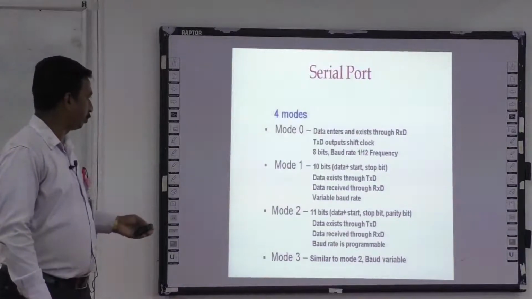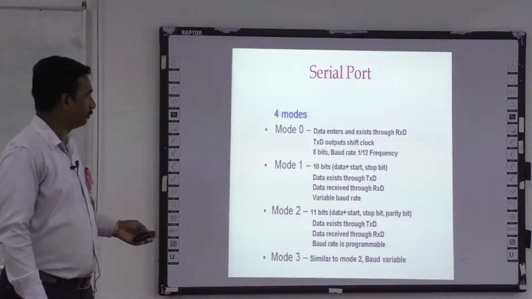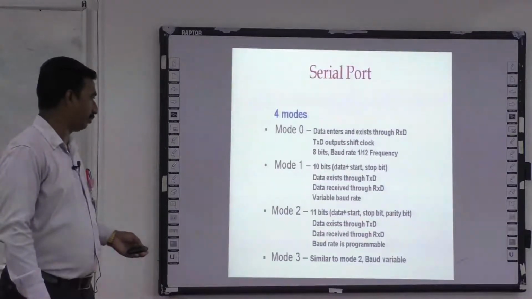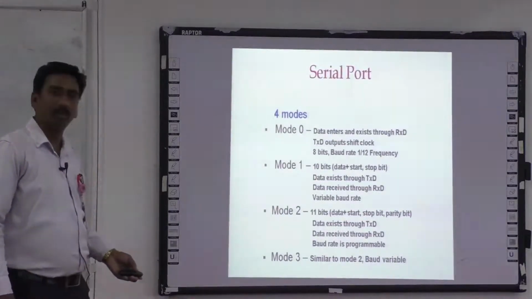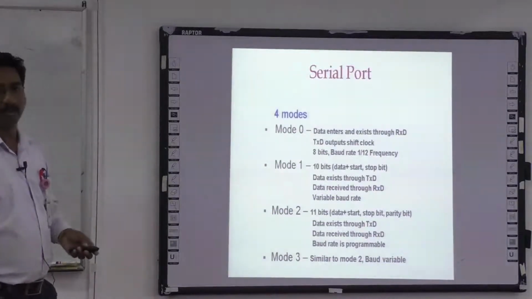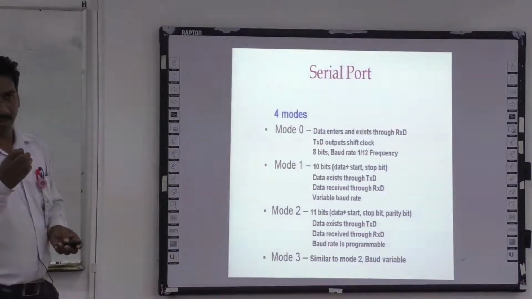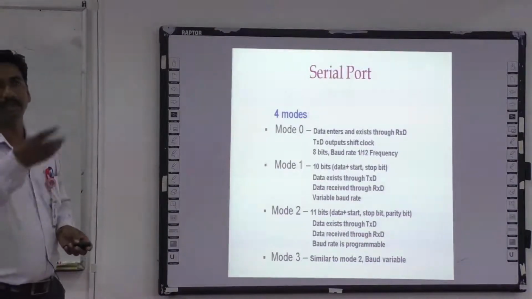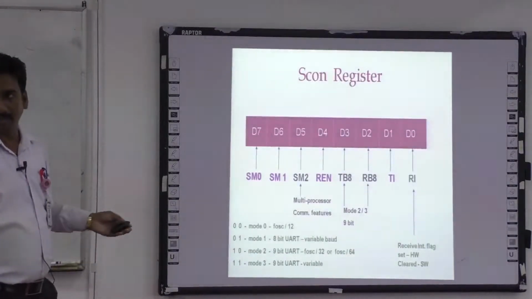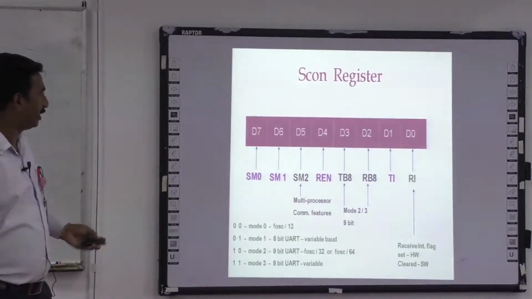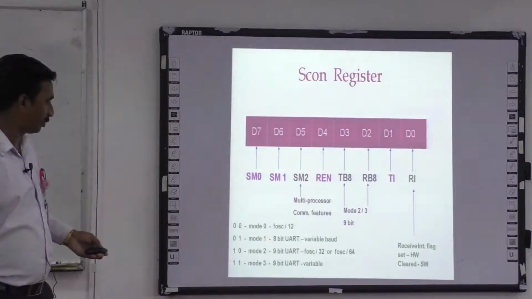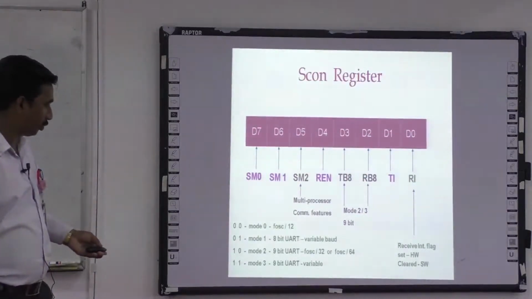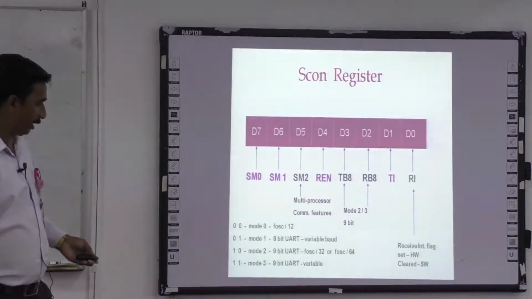Four modes are there: mode 0, mode 1, mode 2, mode 3. Mode 0 is 8-bit, mode 1 is 10-bit, mode 2 is 11 bits, and mode 3 is similar to mode 2, and baud rates are variable. Baud rate is nothing but how fast the data is transferred to the receiver end. And this is serial control, 8-bit, with the same interrupt priority and enable. We can select the mode by SM0 and SM1. Based upon the baud rate, we can classify the modes: mode 0, mode 1, mode 2 and mode 3. Here we have 8-bit UART, 9-bit UART and 9-bit variable UART.